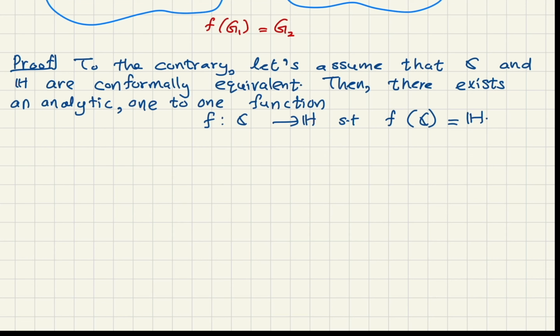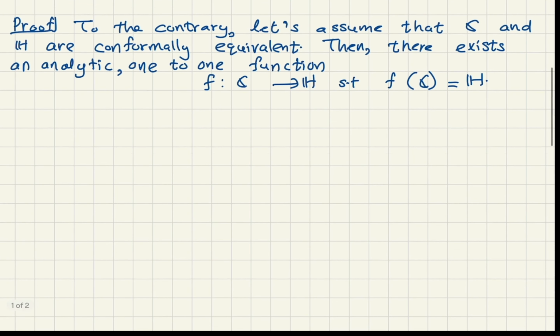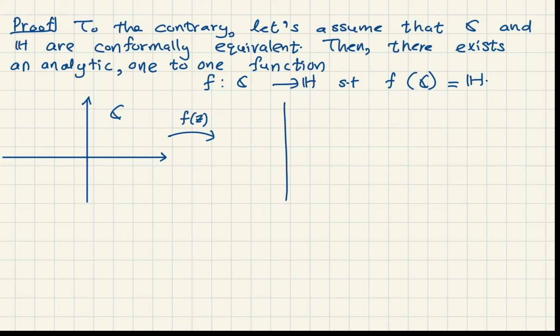Now I have this map f. So I have the complex plane, and I have the map f from the complex plane to the upper half plane. This is my upper half plane. Then I can map this upper half plane conformally to the unit disk.